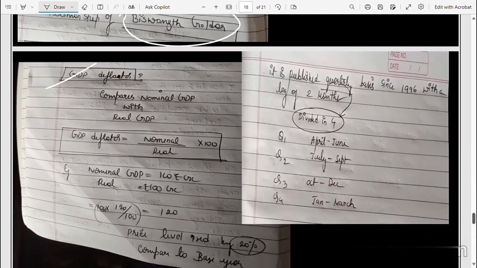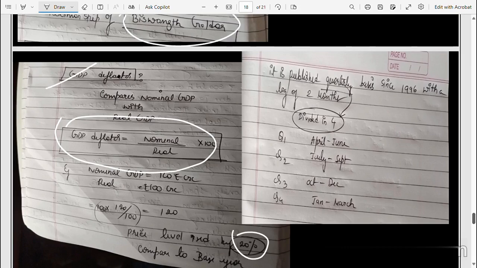Then what is a GDP deflator? GDP deflator is nothing but it compares nominal GDP with real GDP. As I told you, what is the meaning of nominal and real GDP? The formula is GDP deflator equals nominal by real into 100. So imagine the nominal GDP is 120 crores and the real GDP is 100 crores. You substitute these values in the formula and you get the difference. So the price level has increased by 20%, right? So compare it with the base year. There is a 20% increase in price level compared to the base year.